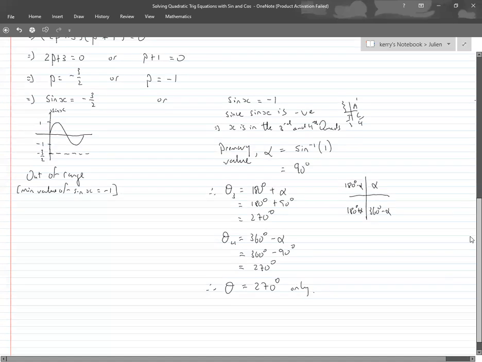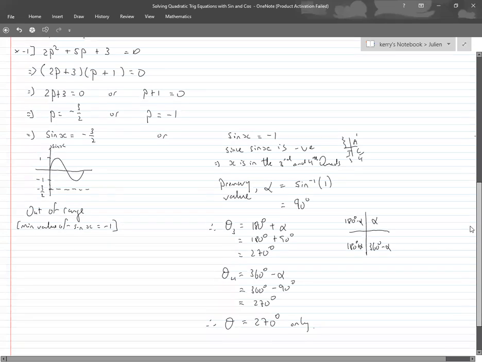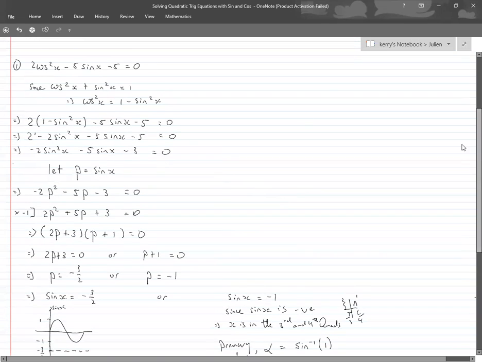So this one is solved just like a regular quadratic trig, with the addition of this here. Once you have cosine and sine in the question, you change the squared one into the not squared one. If this is cos squared, you change cos squared to 1 minus sine squared. If this is sine squared, well, you will see it in the next question that we're going to do.